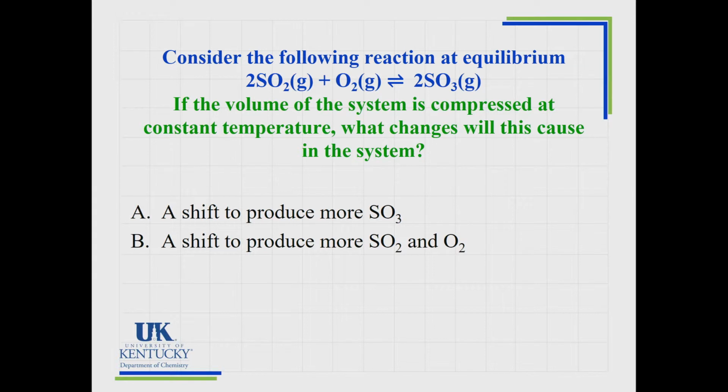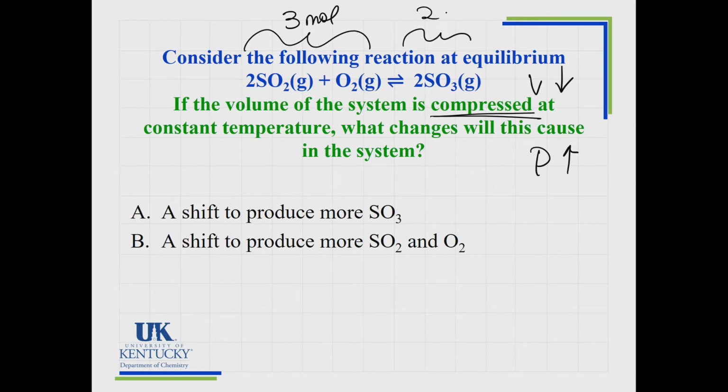So here is our example. Consider this reaction. I want to go into this system and I'm going to compress it. Okay? What does that mean? The volume is going down. What is going to happen to this system? Well, if the volume is going down, the pressure is going to go up, and it's going to shift towards the side with fewer moles of gas. Which side has fewer moles of gas? Well, this side has 3 moles of gas, and this side has 2 moles of gas, so it is going to shift to produce more of the SO3.